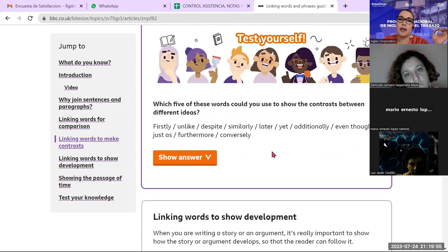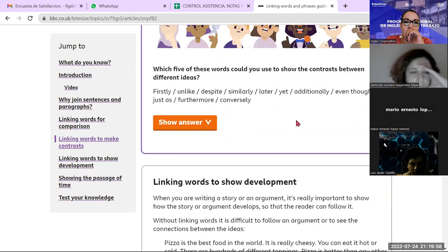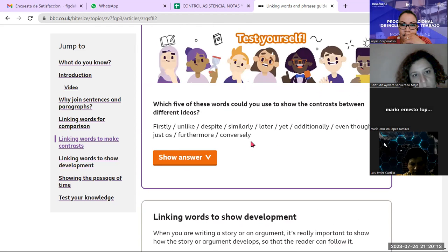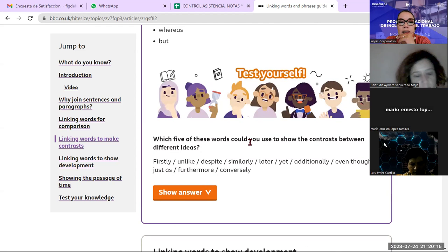Let's see. Which five of these words could you use to show contrast between different ideas? What do you think? We have firstly, unlike, despite, similarly, later, yet, additionally, even though, just as, furthermore, and conversely.